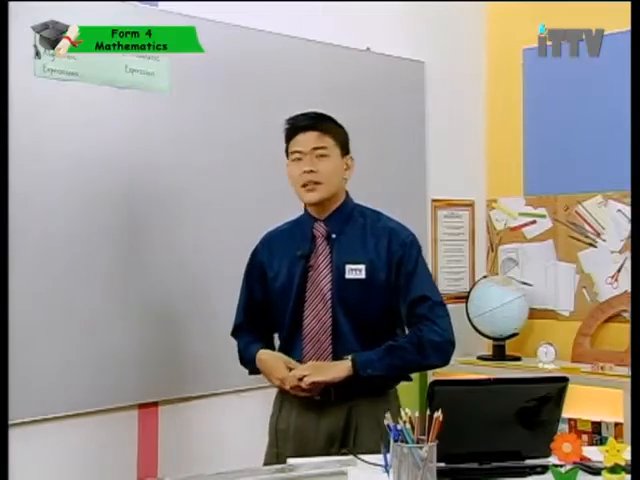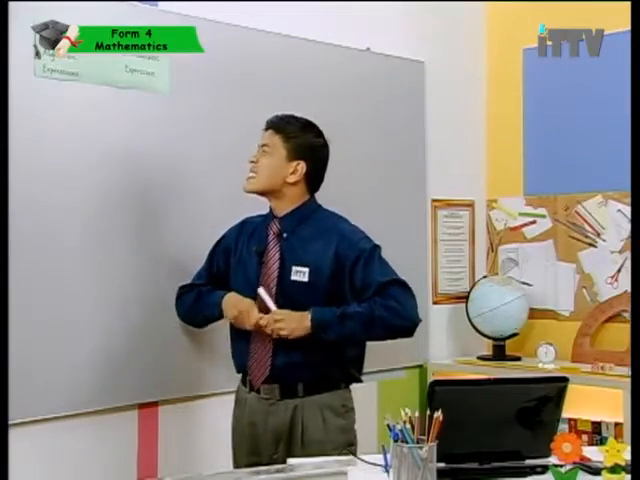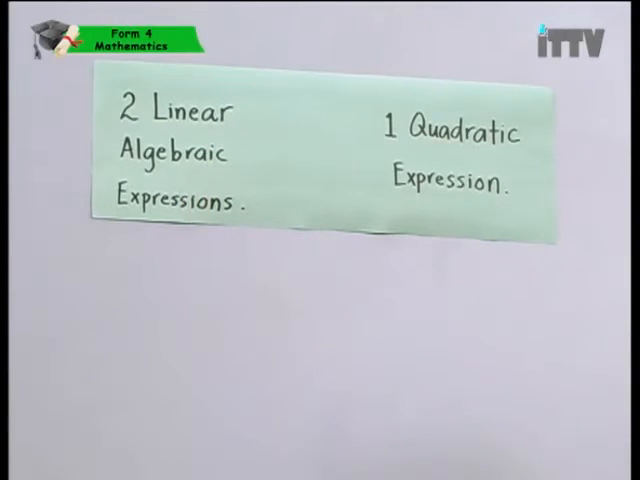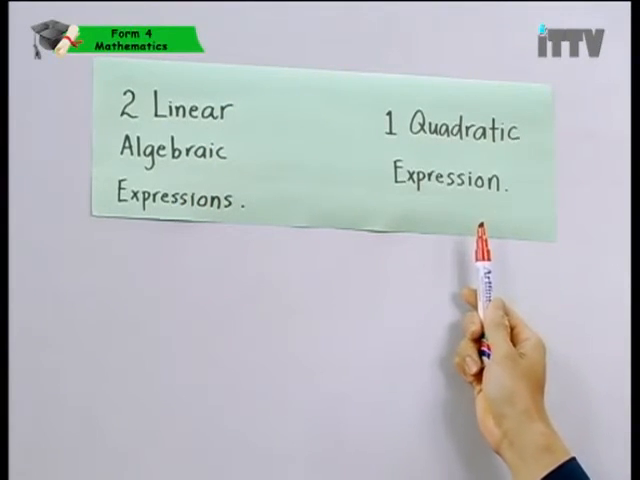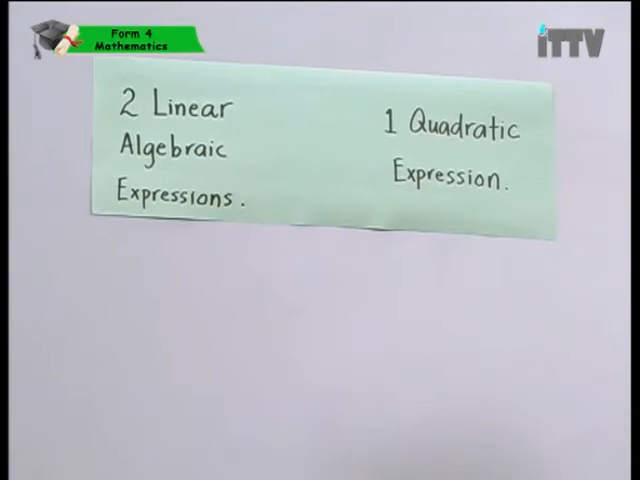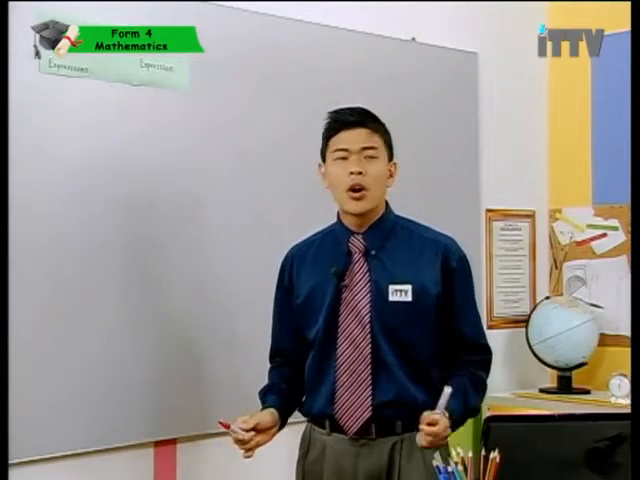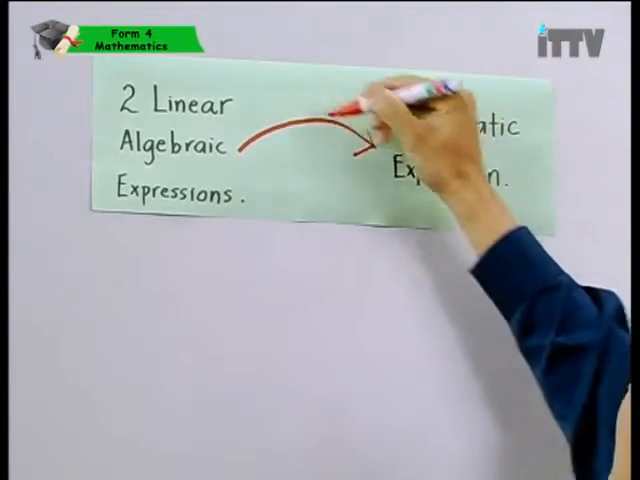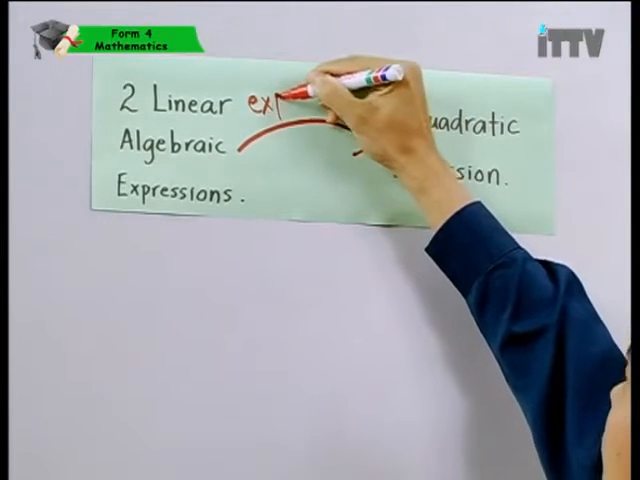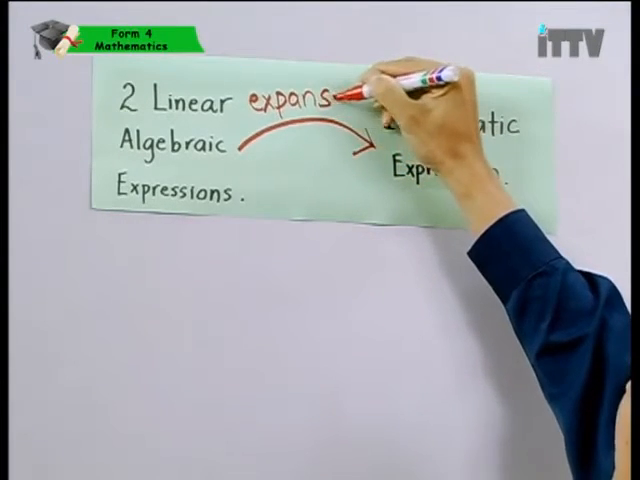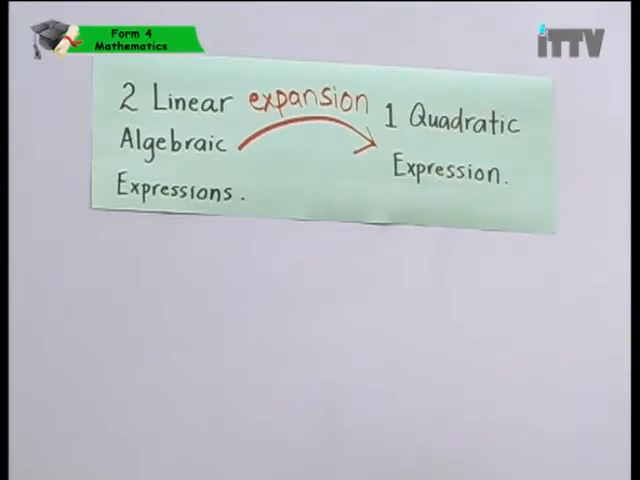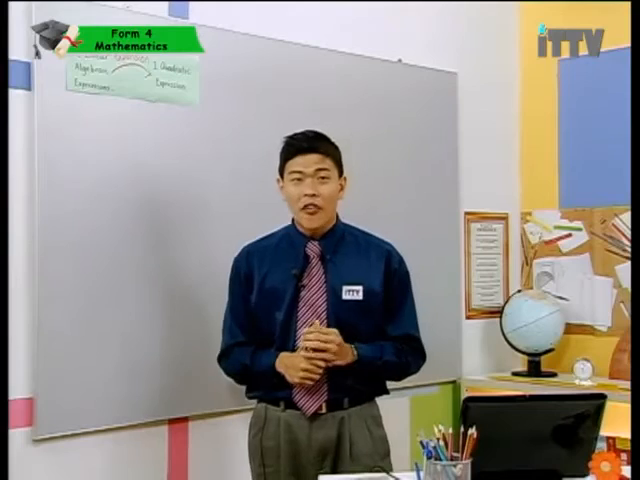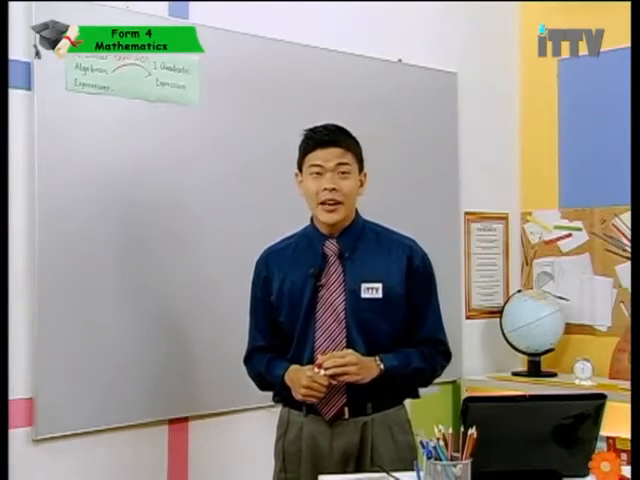So to put it quite simply, when we have two linear algebraic expressions, how do we get one quadratic expression? It is by the process of multiplication, which is more commonly known as expansion. So when two linear algebraic expressions are expanded, they will form one quadratic expression.